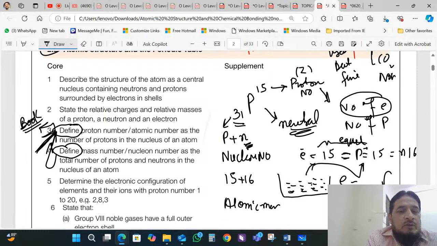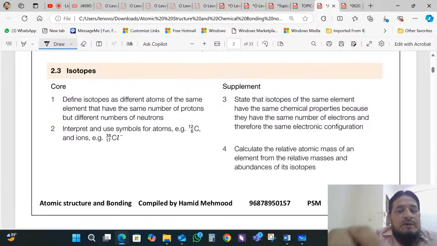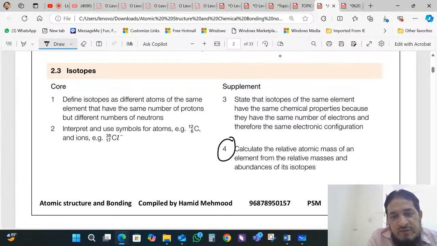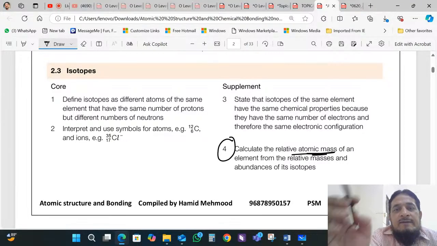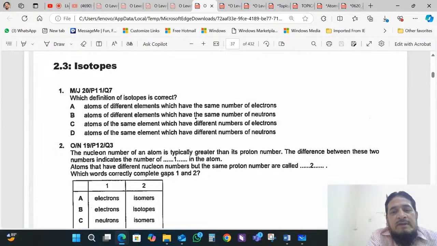So this was 2.2. Then there is 3.3. Actually, we have done the isotope as well. So this is the thing you should be working on. Calculate the relative atomic mass. Okay, relative atomic mass is the sum of all the isotopes' atomic masses. Their abundance percentage will be given, and you are going to add that. So I have some questions for isotopes as well.